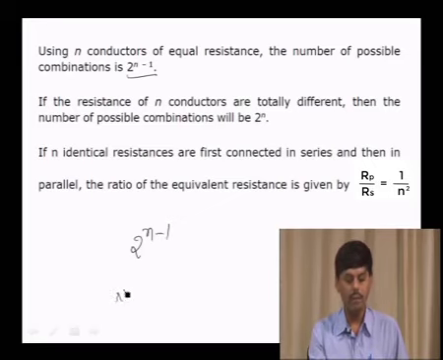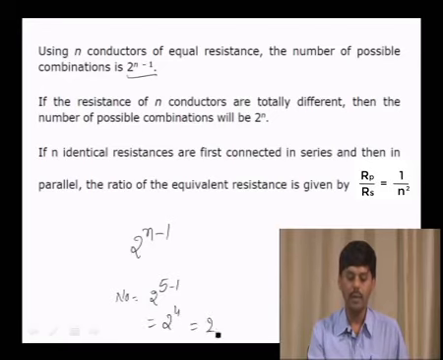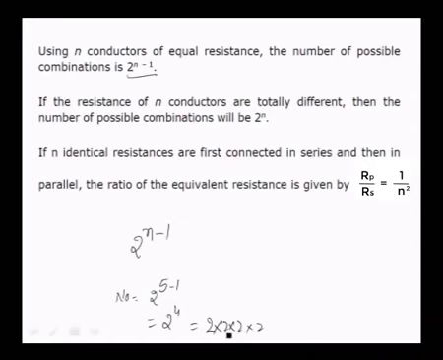So, the number of combinations is equal to 2 power 5 minus 1, which is equal to 2 power 4, that is 2 into 2 into 2 into 2. 2 2s are 4, 4 2s are 8, 8 2s are 16. 16 combinations we can obtain. The second one: if the n resistors are not identical, totally different, then the formula is 2 power n.